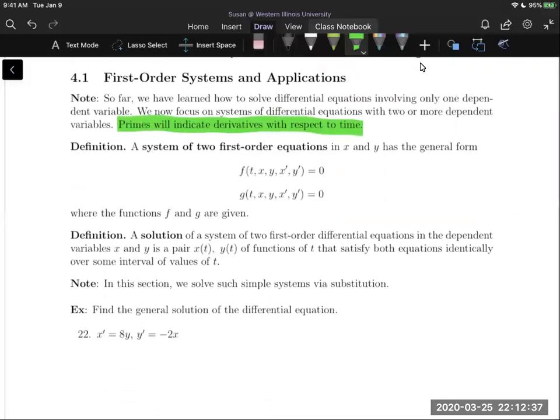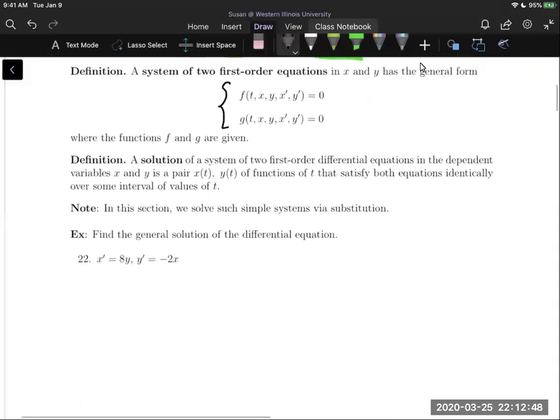So our goal is to identify how to take a system of two differential equations and be able to solve it using the methods that we learned from Chapter 3. So first of all, what does it mean to be a solution of a system of DEs? What it means is you're going to find a pair of functions, x of t and y of t, that satisfy both equations identically. So this means that you're going to plug both x of t and y of t into the first and the second differential equation, and they will both satisfy those differential equations.